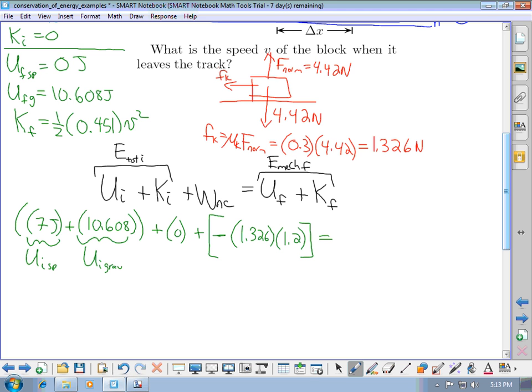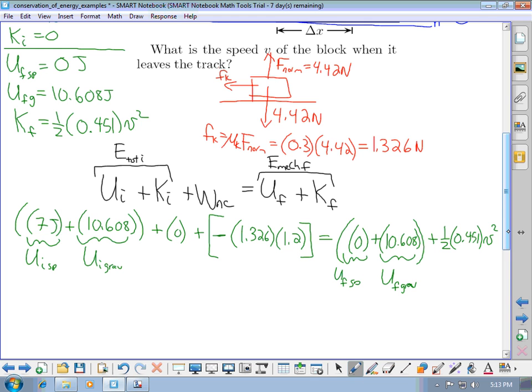And this is going to equal the final potential energy of the spring, which is 0, plus the final gravitational potential energy, 10.608 joules, plus my kinetic energy, which is 1/2 times the mass of 0.451 times the speed squared. So again, this was the final spring potential energy. This was the final gravitational potential energy.